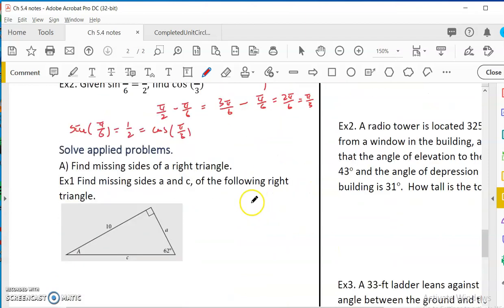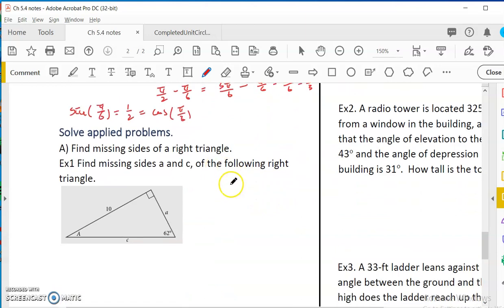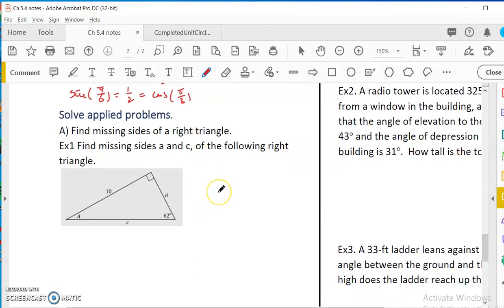Okay. The next part is all word problems. So we can use SOHCAHTOA to find a lot of missing sides of a right triangle. We will find missing angles in, I think, chapter 6, maybe. Yeah, when we do inverse functions. But for now, we just use sine and cosine to find missing sides.